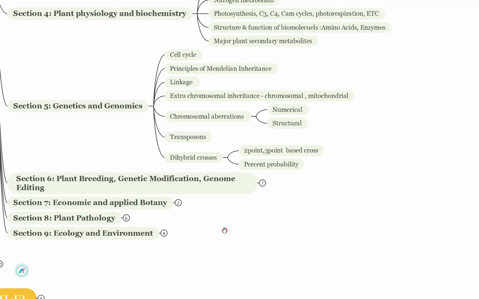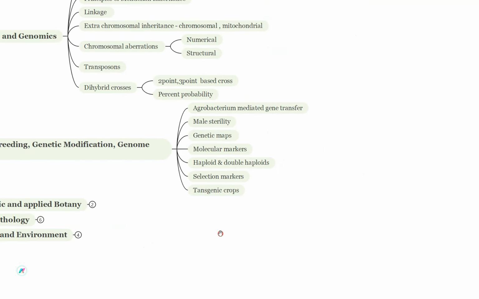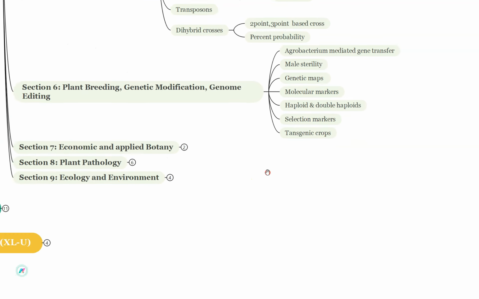From section 6, which is plant breeding, genetic modification, and genome editing, you can expect agrobacterium mediated gene transfer. Again, this is a must topic, like which genes and functions. Then male sterility, genetic maps, molecular markers, haploid and double haploids, also the different selection markers like kanamycin, hygromycin. Like Bt cotton, which gene will be modified, or let's say herbicide tolerant soybean, which pathways they will inhibit, then beta carotene rich rice, which enzyme is affected, and also the different transgenic crops. Many questions can be expected from this segment as well.